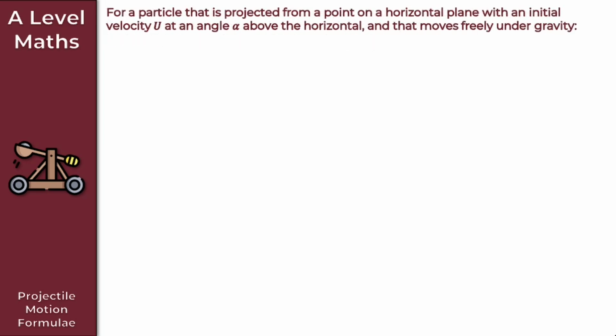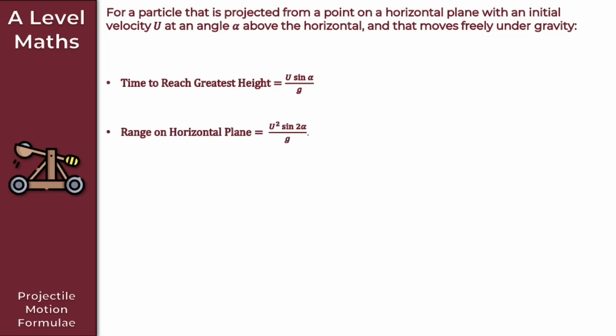To introduce the projectile motion formulae, let's say that we have a particle that's projected from a point on a horizontal plane with an initial velocity of u at an angle alpha above the horizontal, and this moves freely under gravity. There are four results that you need to be familiar with. The first result is for the time to reach the greatest height, and this is given as u sine alpha over g. The second result is for the range on the horizontal plane, and this is given as u squared sine of 2 alpha over g.